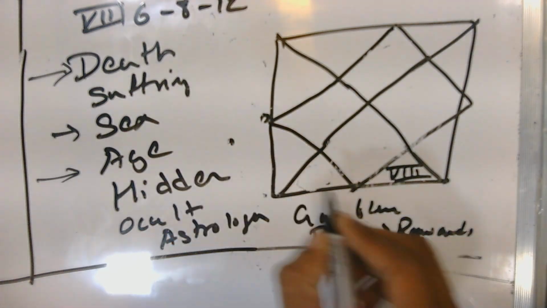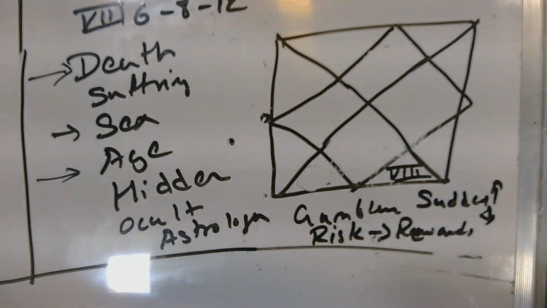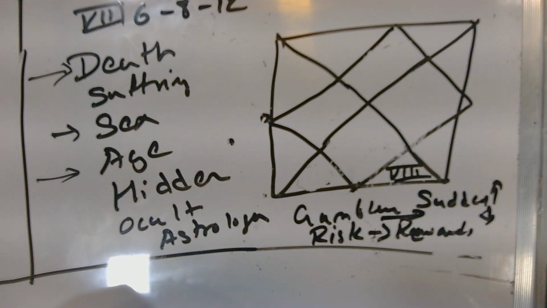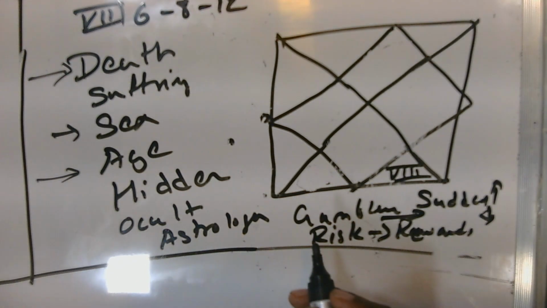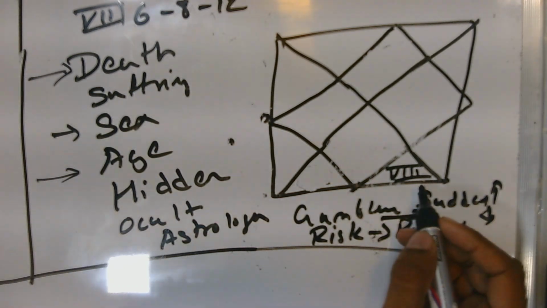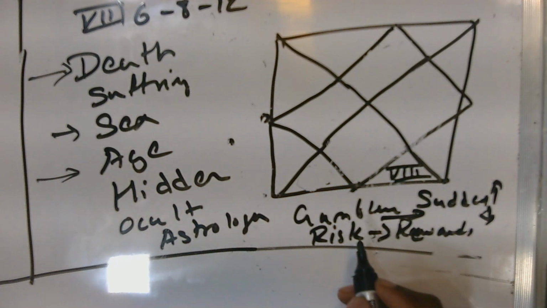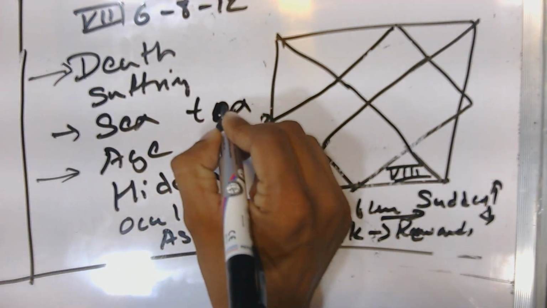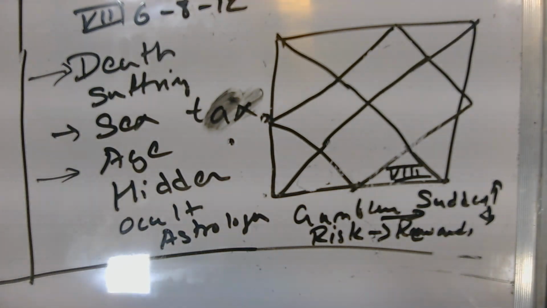This house is also associated with sudden gain or sudden loss, like gambling. So this house is all about occult things, which are hidden, somewhat mysterious. This house is also associated with the house of tax. So these are the things which are seen from the eighth house.